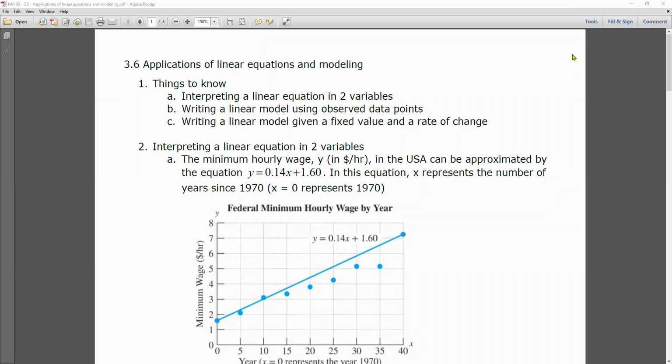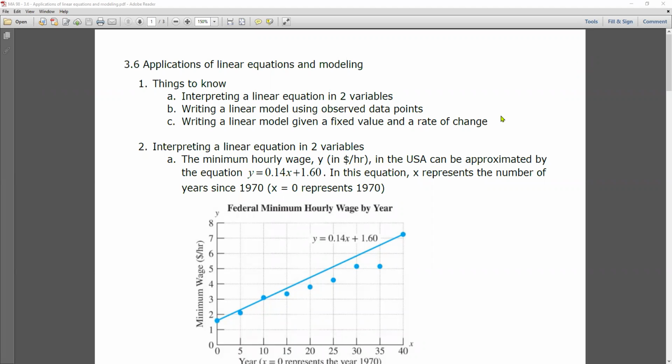Hello, everybody. We're going to talk about section 3.6 today, and it is about applications of linear equations and modeling. In this section, we'll be doing a lot of interpretation of the graph, and also a little bit of prediction, so a little bit of interpolation and extrapolation. All right, let's go ahead and get started.